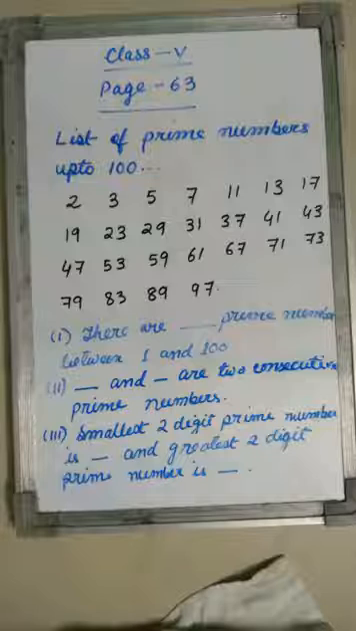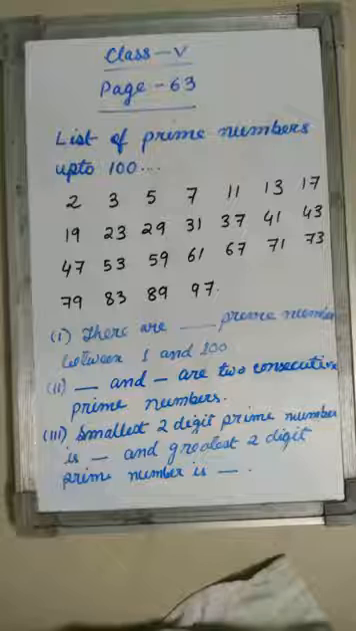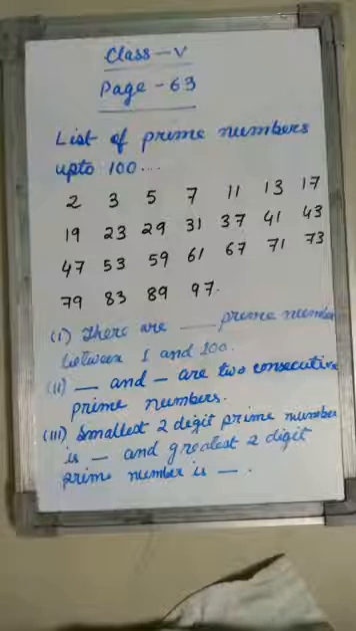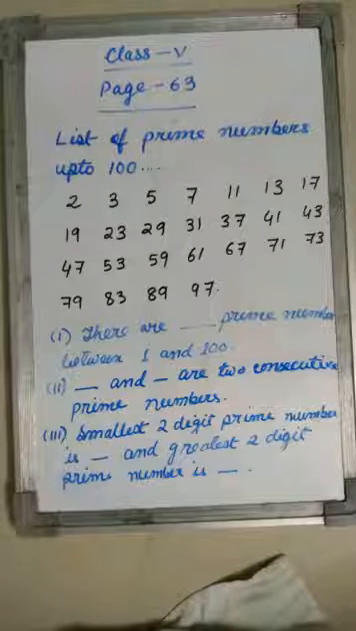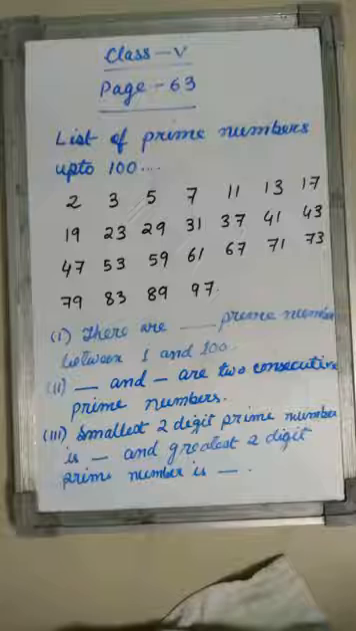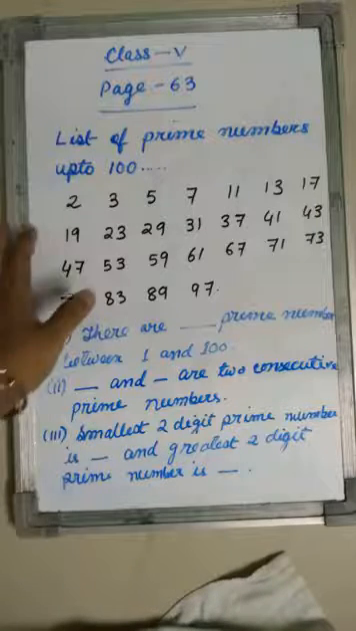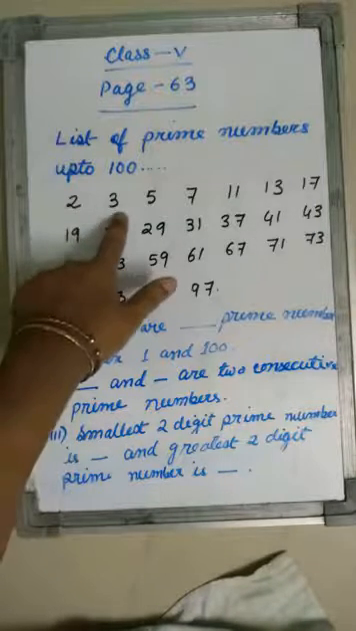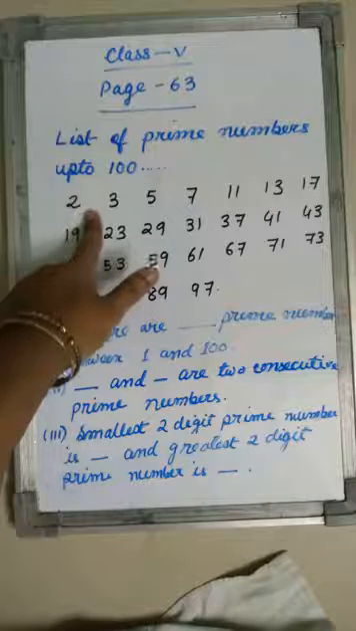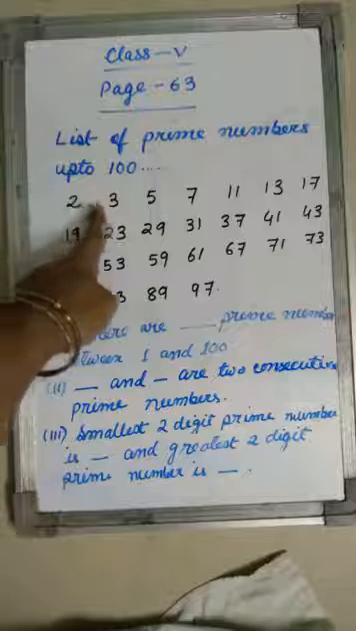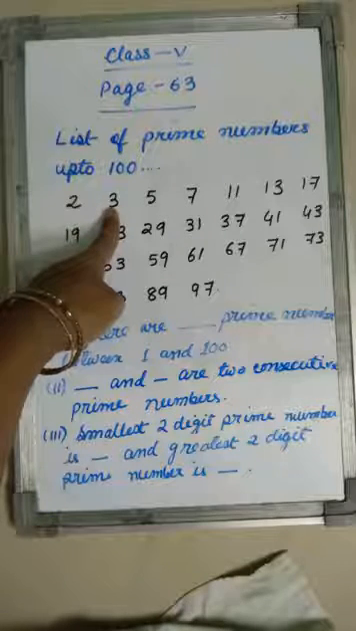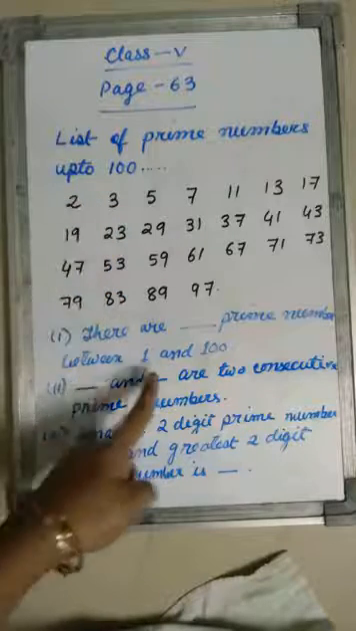Question number 2, dash and dash are two consecutive prime numbers. You see in the list which two prime numbers are consecutive. Consecutive means there is no other number between those two prime numbers. You can see after 2 it is 3. There is no other number between the two numbers. So the answer is 2 and 3.